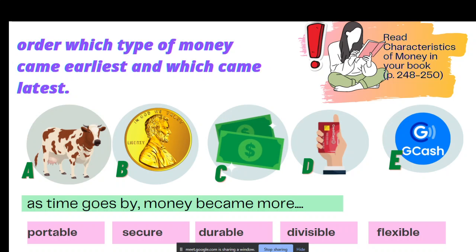Among these five, which do you want to use in the future? Sige, C. Let's have Juliana. Juliana, which do you think you would use as the type of money in your transactions in the future? Especially among C, D, and E. Would you prefer cash, credit card, or GCash, or your digital money?